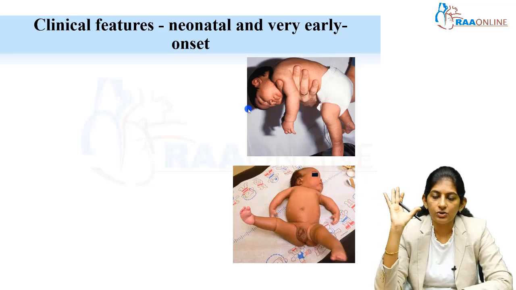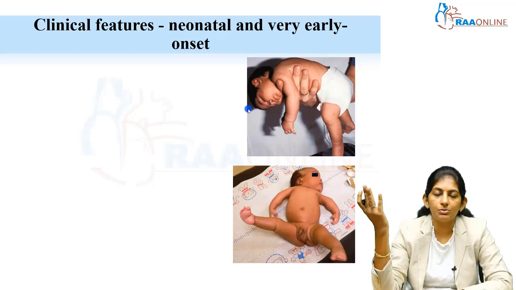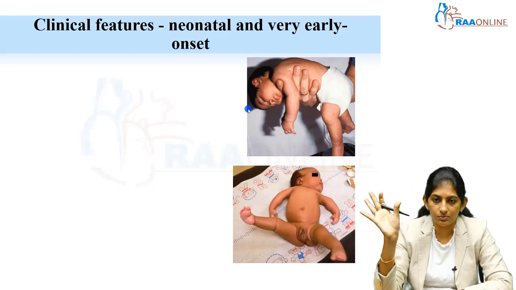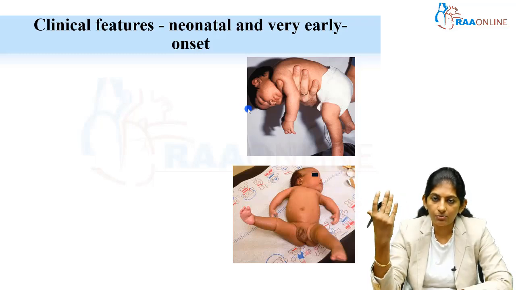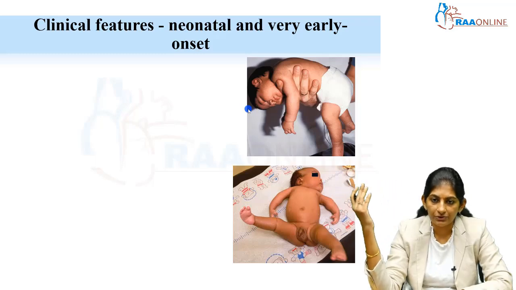So here you can see two pictures, two images of babies with congenital myopathy. In the first image, you can look at the picture where in the prone position the baby is not able to lift the head, okay, and a rounded back is present. The second picture, the picture at the bottom, shows arthrogryposis. So it's a severe neonatal form, okay.